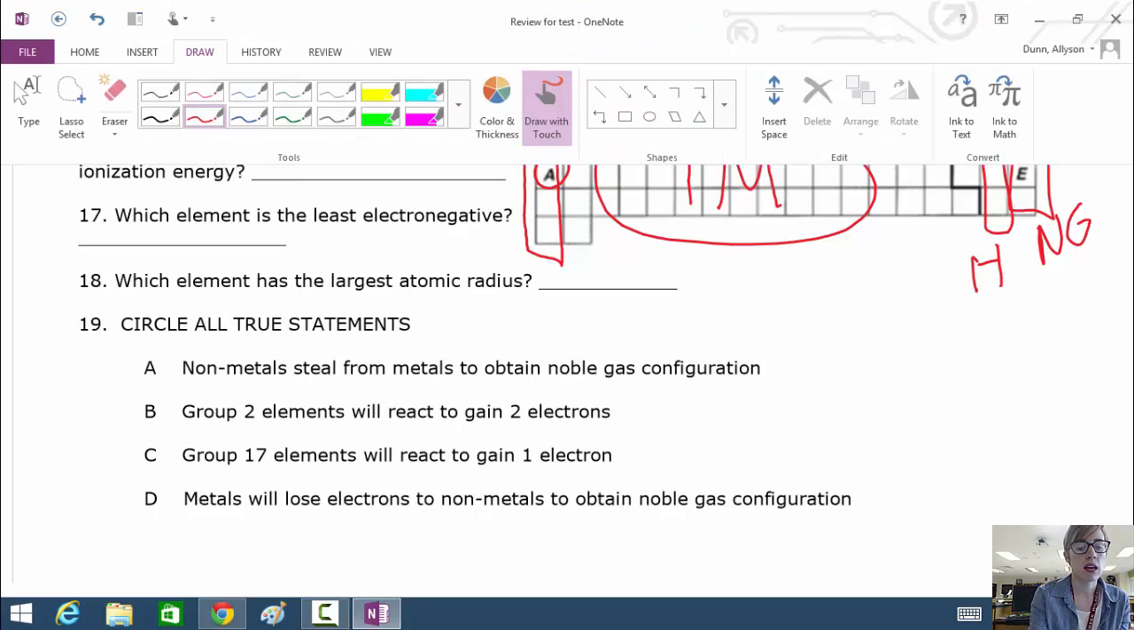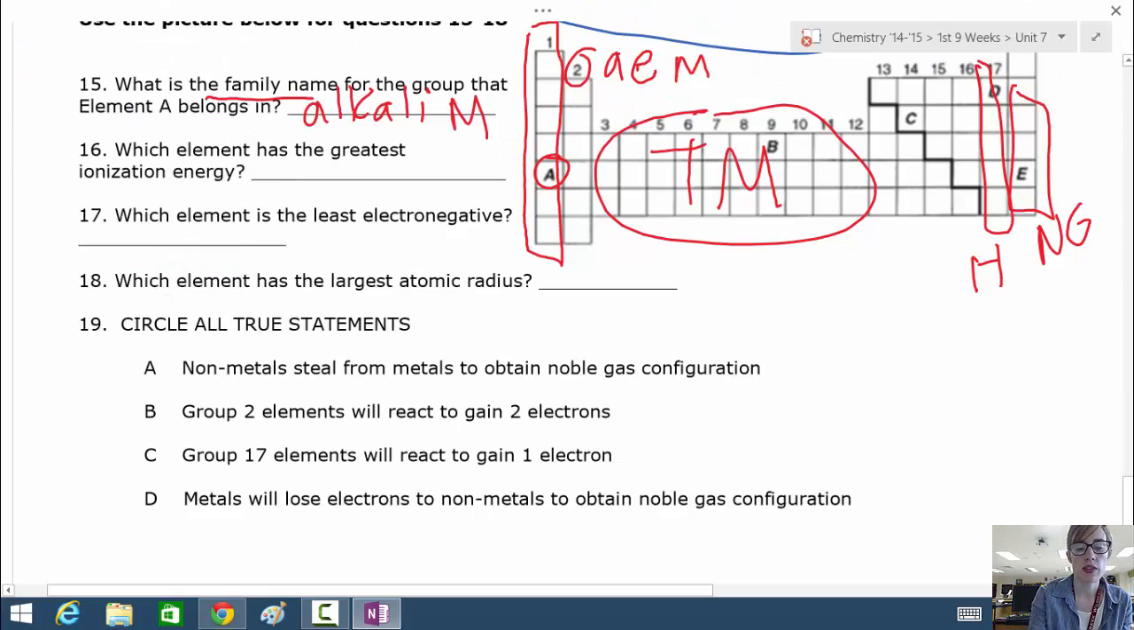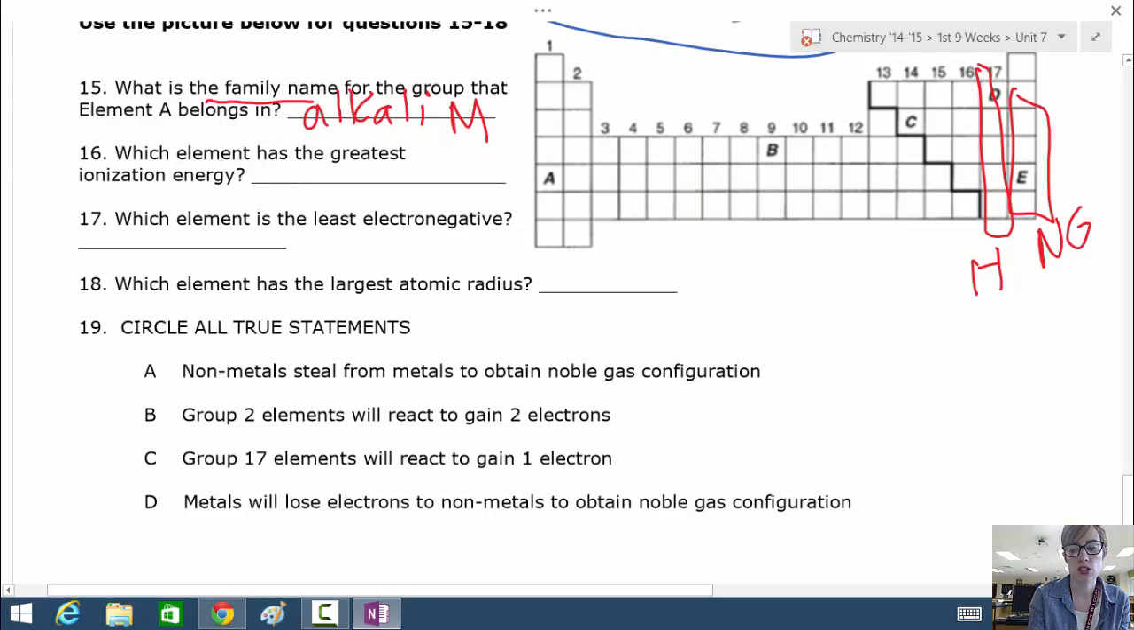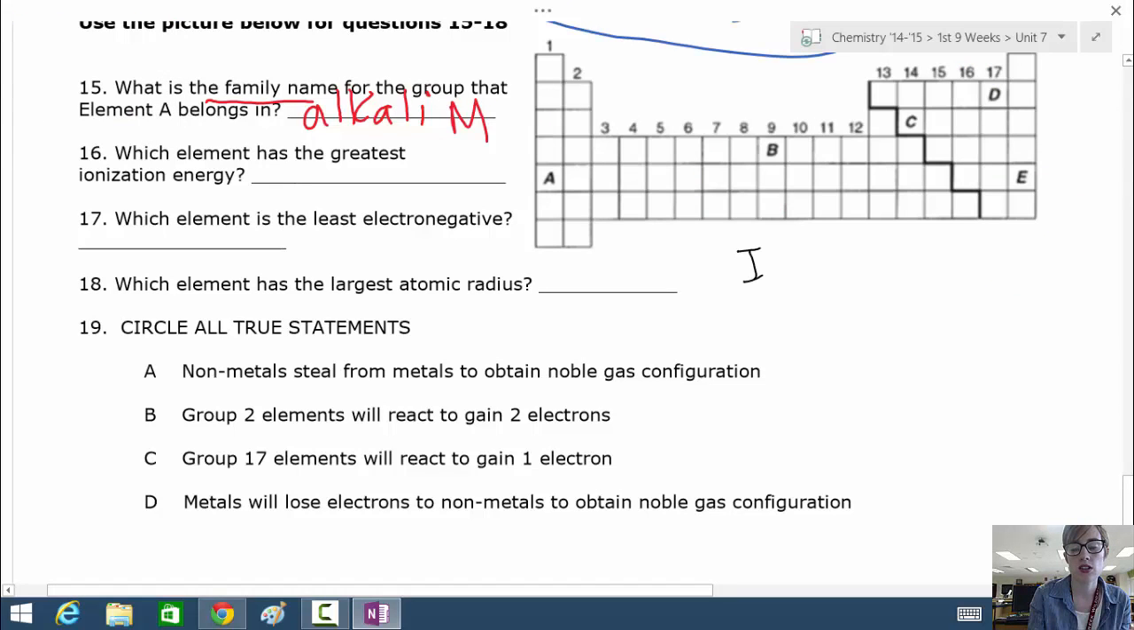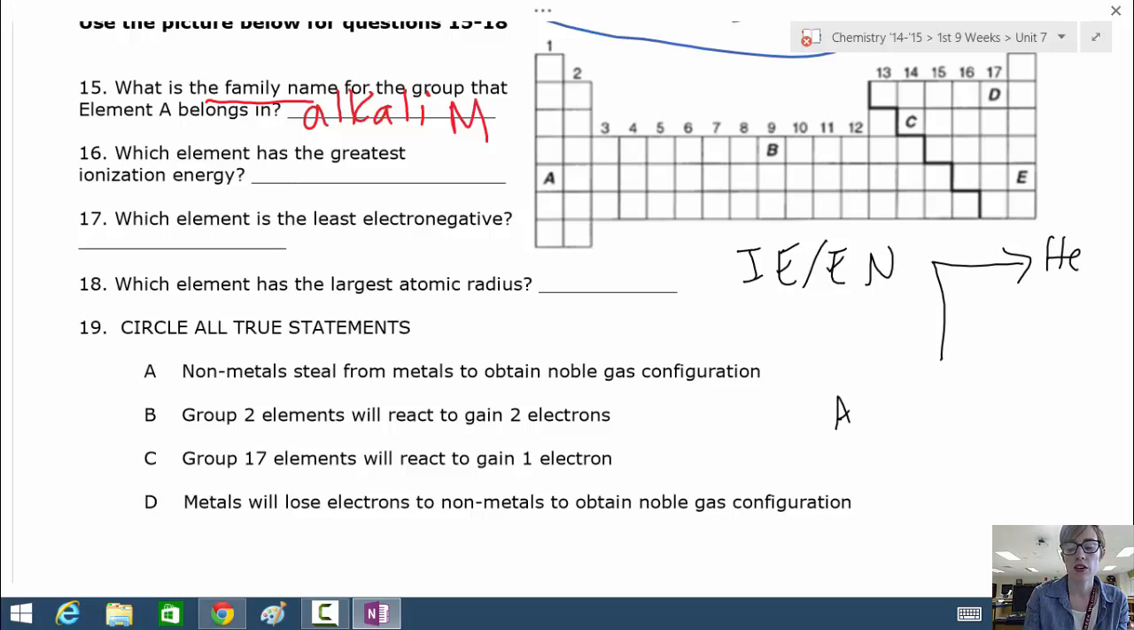Now it's asking me about ionization energy. So one thing you need to remember from our previous unit are the way the trends go. So we know ionization energy and electronegativity both go the same way. They go up and to the right towards helium. The other two, the radius trends, ionic and atomic radius, they go the opposite, to the left and down towards radon.